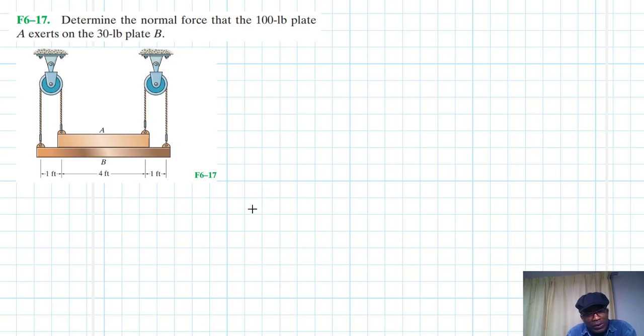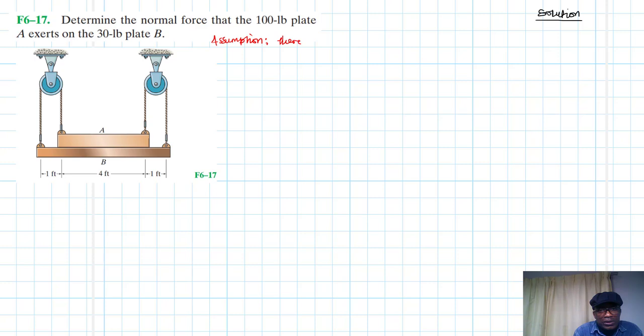Hello, I welcome you all to this another interesting screencast, and the problem reads: determine the normal force that a 100 pounds plate A exerts on the 30 pounds plate B. This problem is coming from the Engineering Mechanics Statics textbook, 13th edition by R.C. Hibbeler.